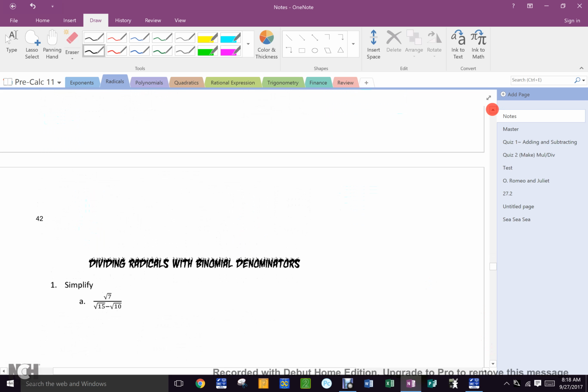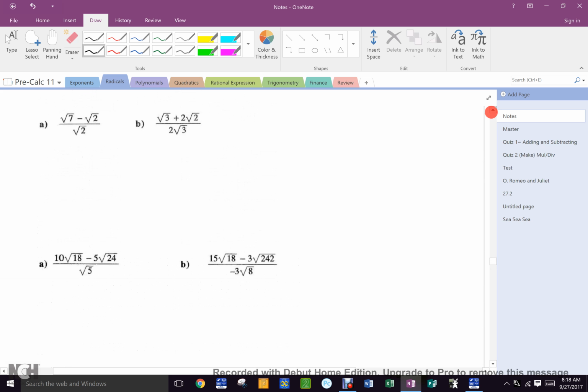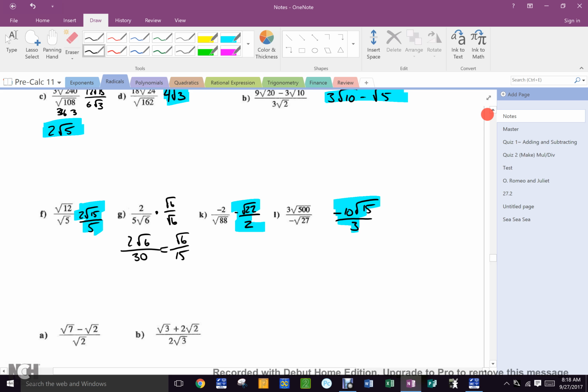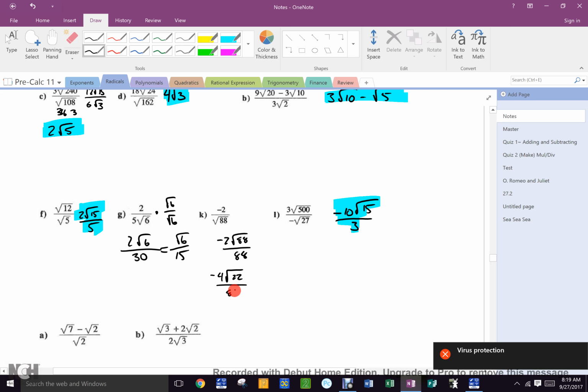Can you explain K? Yes, I can. So, in K, you could simplify first, or you could just do root 88. So it's going to be negative 2 root 88 over 88, right? Okay. 88 simplifies to what? It's 4 times 2 times 11, right? So out comes a 2, right? So I get negative 4 root, what did I leave under there? 2 and 11, 22 over 88, right?